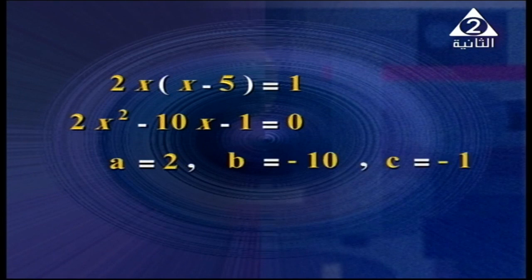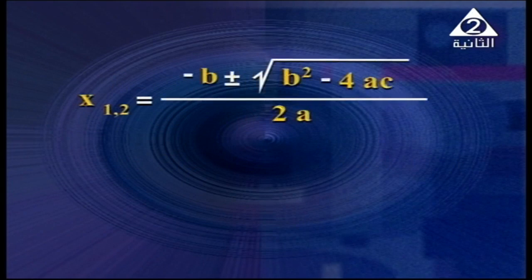And then by making factorization, you cannot find the solution set. So how can you solve such a problem? By using the formula which you have studied. What about the formula? You are going to notice that the value of a will be 2, b will be negative 10, and c will be negative 1. So by substituting in the rule which says that x1 and 2 equals negative b, positive or negative, square root of b squared minus 4ac over 2a.